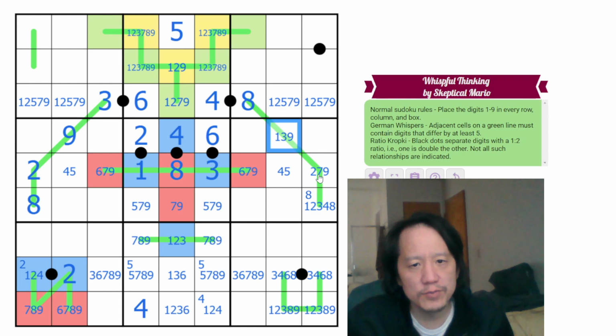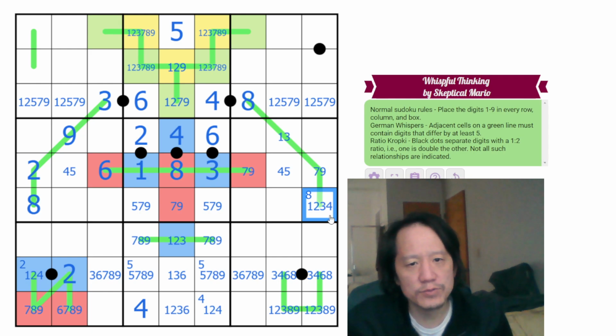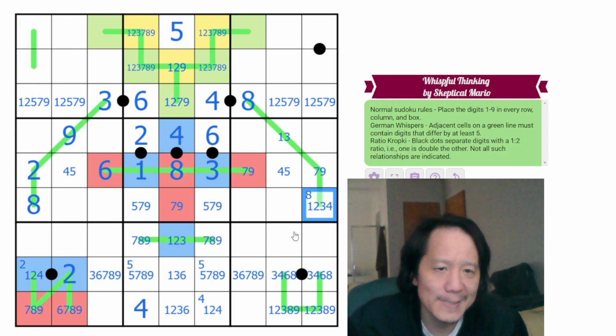This would be 1 or 3. This would be 7 or 9. This could not be 9, so this would have to be a 6, right? And then this would be 7 or 9. This would be 7 or 9. This would be 1 or 3. This could be 1, 2, 3, or 4. So far that's looking fine.